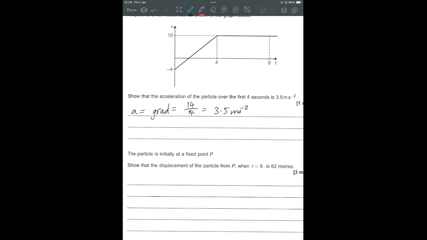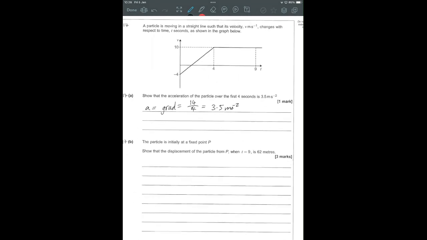Using the fact that acceleration is the change in velocity over time. The particle is initially at a point P. Show the displacement of the particle from P when t equals 9 is that. Now we need to respect displacement, so that's both the positive and the negative. A few different ways we could actually cheat with this, and I am actually going to cheat for these first 4 seconds and use a SUVAT.